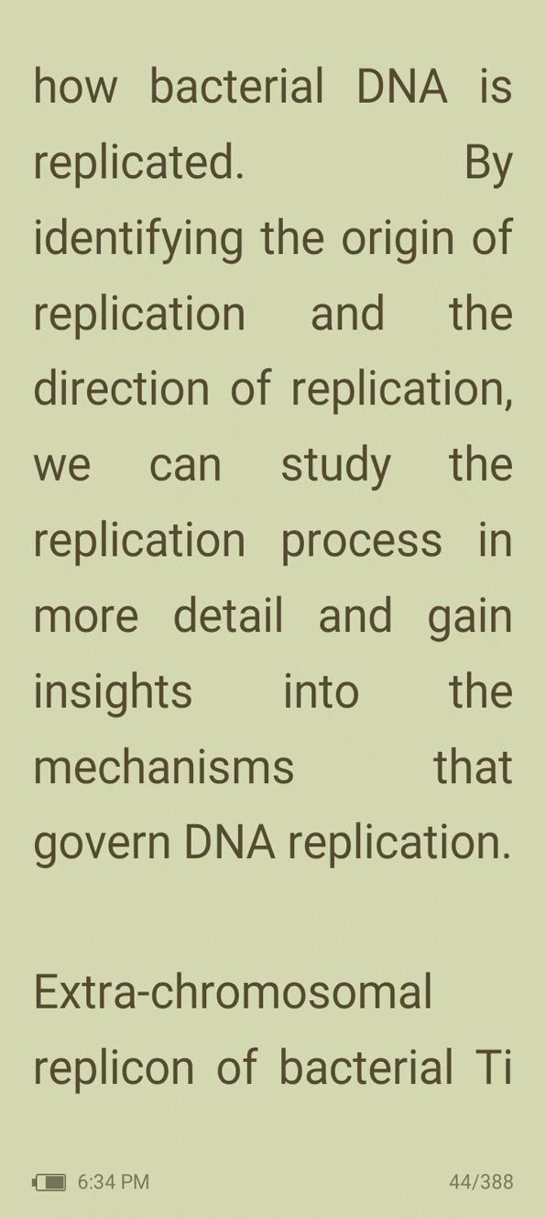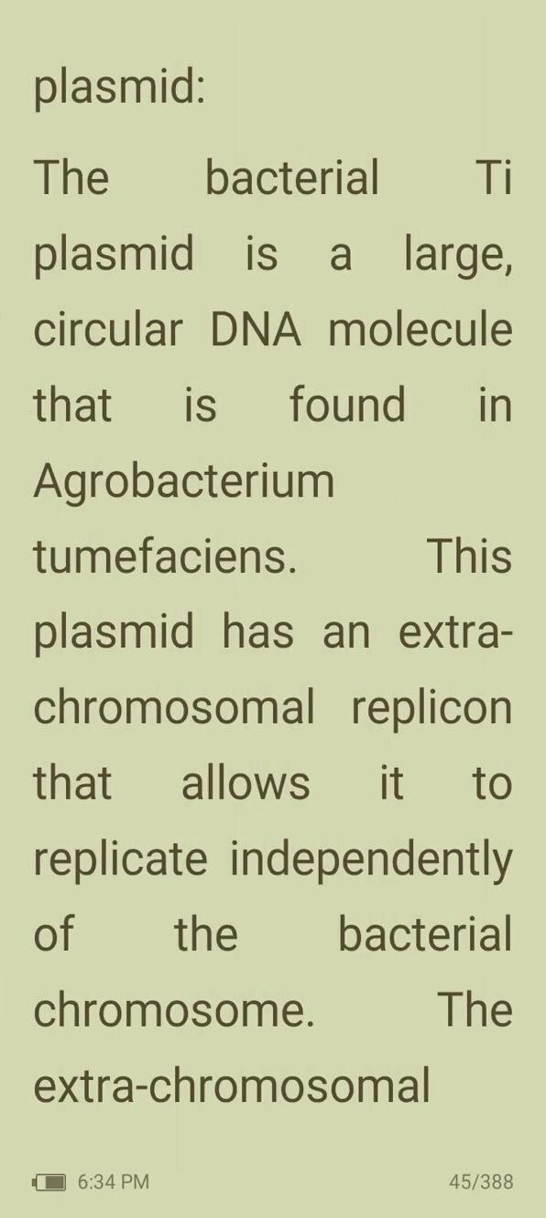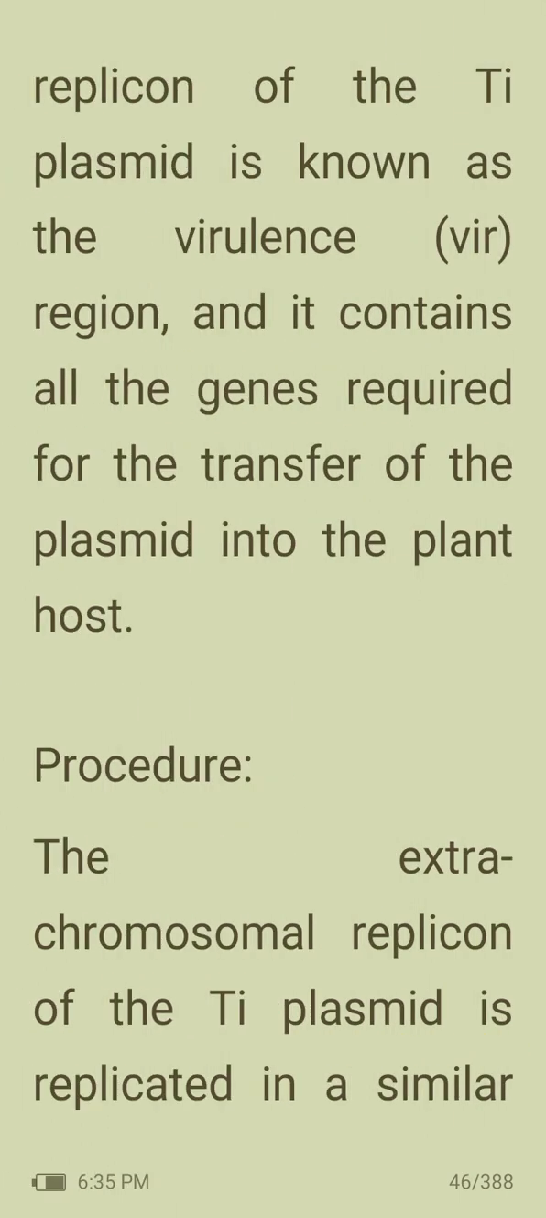Then, extrachromosomal replicon of bacterial Ti plasmid. The bacterial Ti plasmid is a large circular DNA molecule that is found in Agrobacterium tumefaciens. This plasmid has an extrachromosomal replicon that allows it to replicate independently of the bacterial chromosome. The extrachromosomal replicon of the Ti plasmid is known as the virulence region, and it contains all the genes required for the transfer of the plasmid into the plant host.